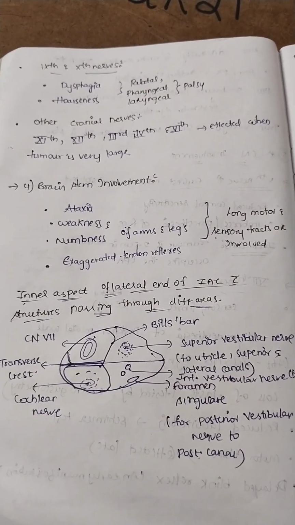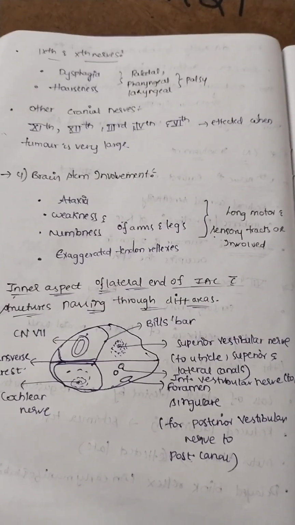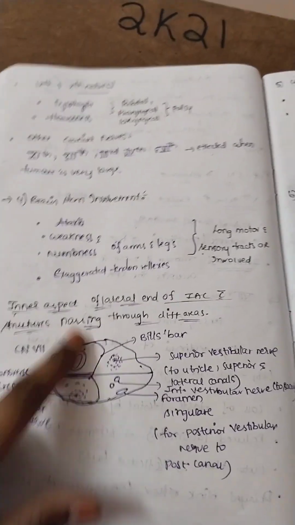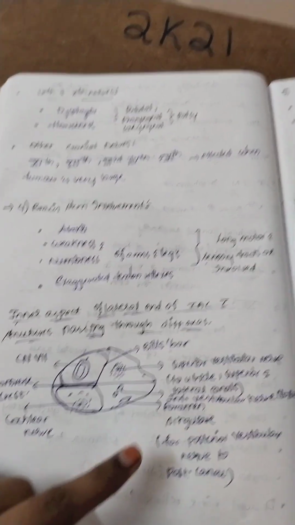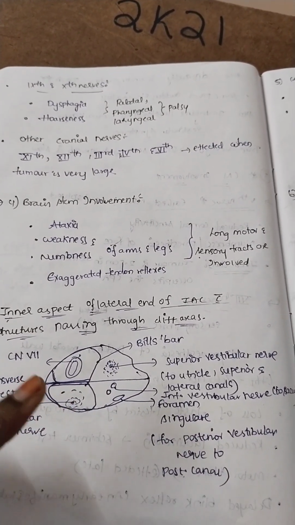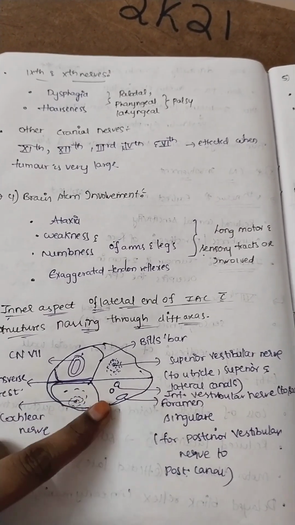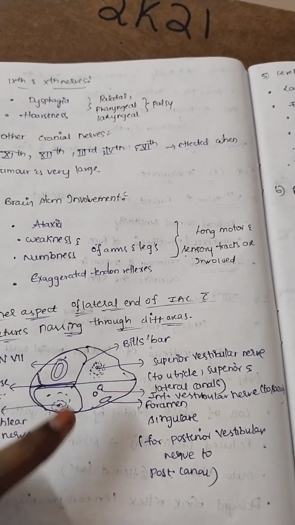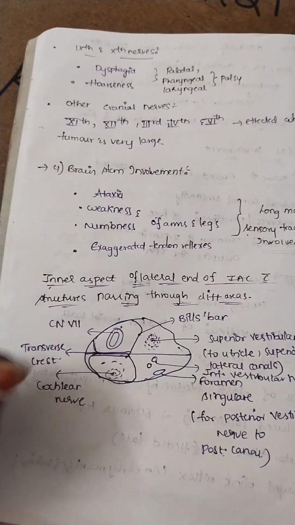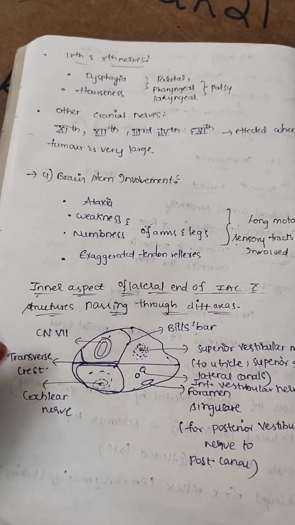So, the inner aspect of the lateral end of the internal acoustic canal, with structures passing through the different areas. Here you see Bill's bar separating the superior vestibular nerve from cranial nerve 7. The superior vestibular nerve supplies the utricle and the superior and lateral canals. Here you see the inferior vestibular nerve, and the foramen singulare for the posterior vestibular nerve to the posterior canal. Here you see the cochlear nerve. This is the transverse crest, which separates cranial nerve 7 from the cochlear nerve.